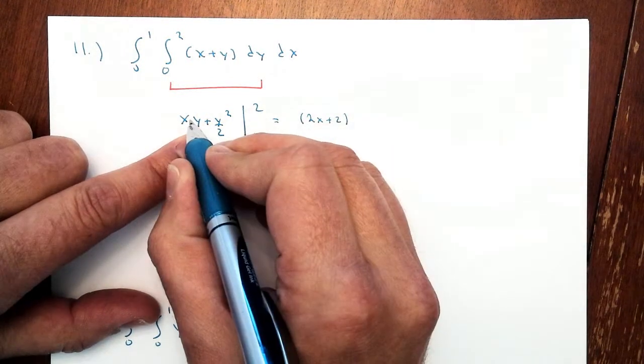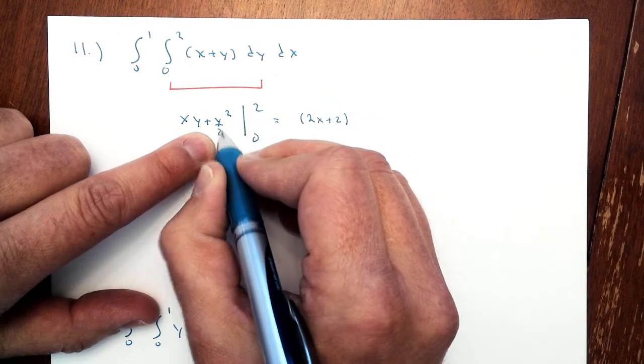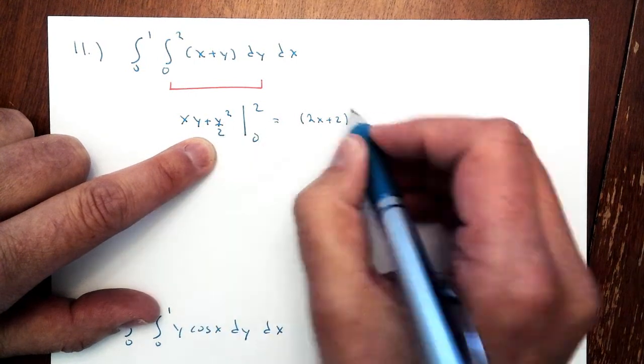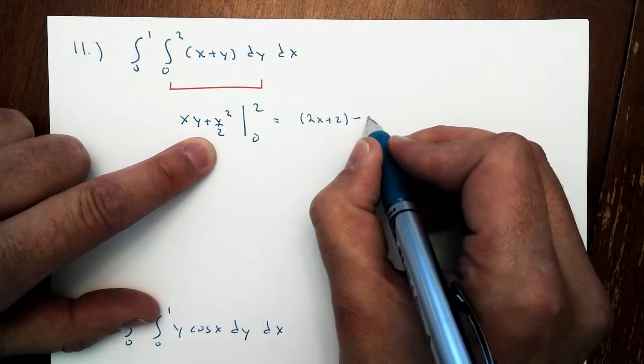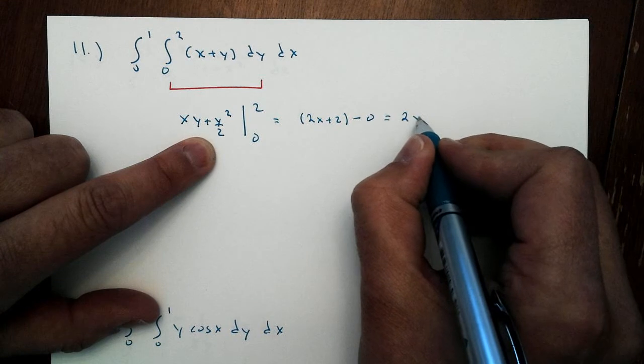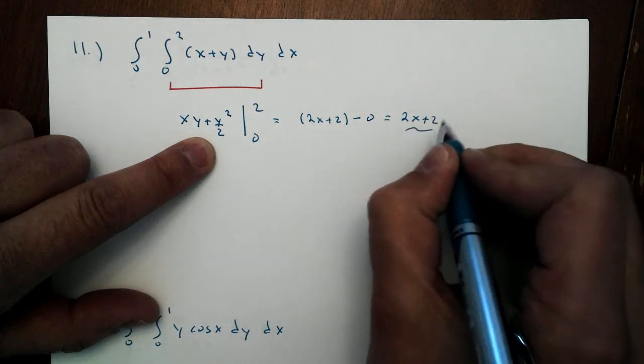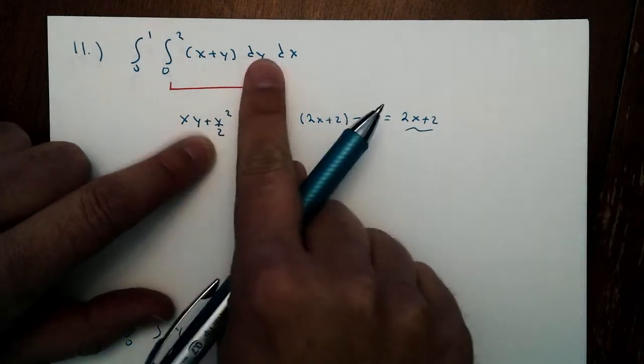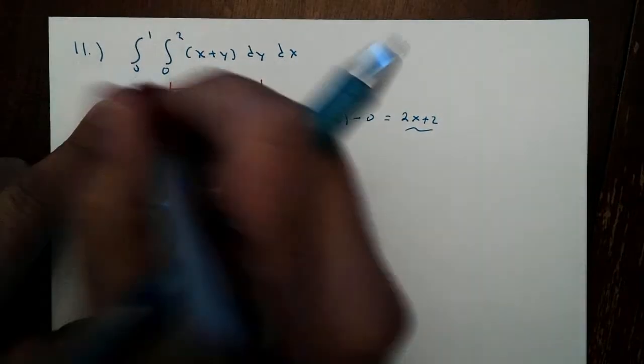Because this becomes 2x, and that becomes 4 over 2, which is just 2. And then minus, plug in the 0, and that's nice. We just get 0. So we'll put 2x plus 2 for our first integral. Now we're going to deal with the outer limits.